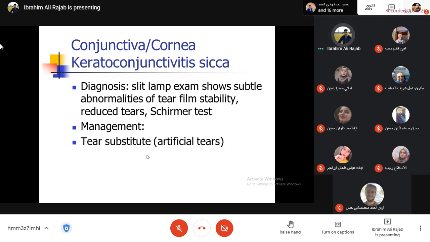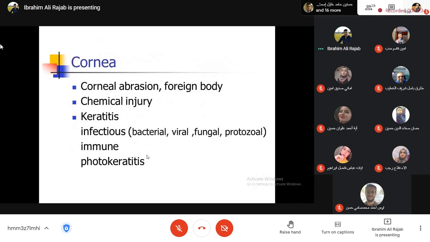How do we treat dry eye? By just giving artificial tears to the patients, I mean tear substitutes. The cornea may be involved.